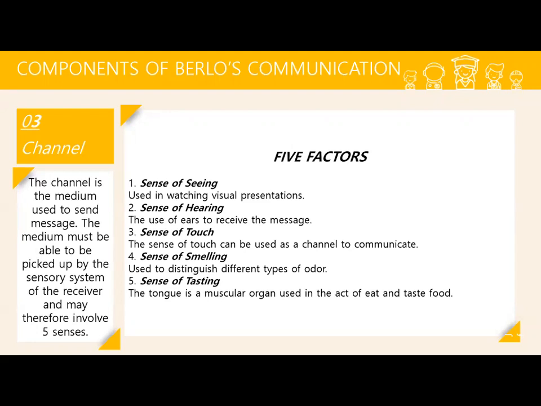The third one is the sense of touching. The sense of touch can be used as a channel to communicate. For example, when we touch what we buy, like food, and hugging our loved ones. The fourth one is the sense of smelling. This is used to distinguish different types of odor. Examples of these are perfumes, food, and fragrances. The shared smell communicates something is burning. People can deduce which food is being cooked by its smell.